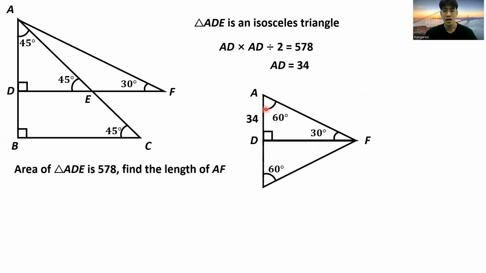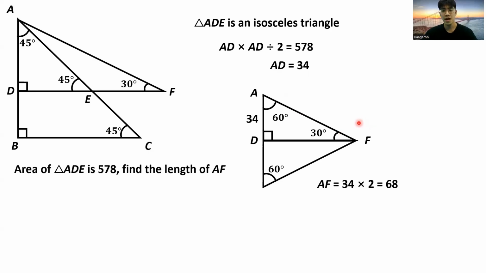And we know that equilateral triangle all have the same length. All 3 sides share the same length. And if AD is 34, then this must also be 34. So AF will simply be 2 times 34, which is 68. Now that solves our second problem.